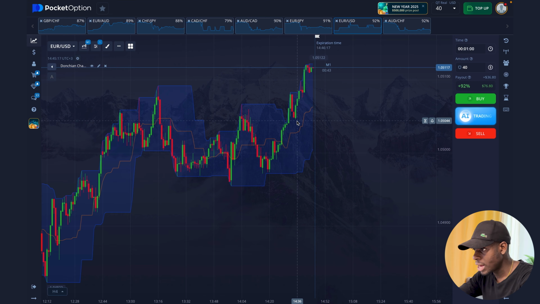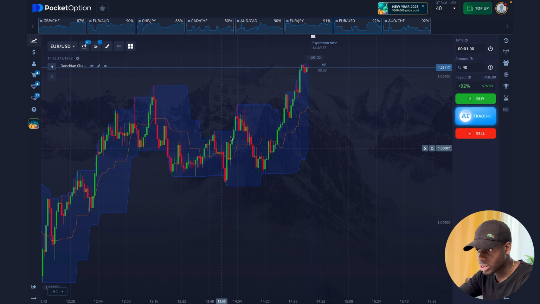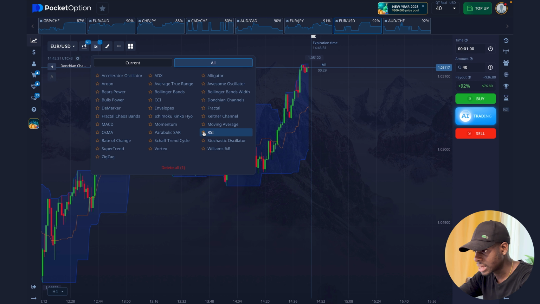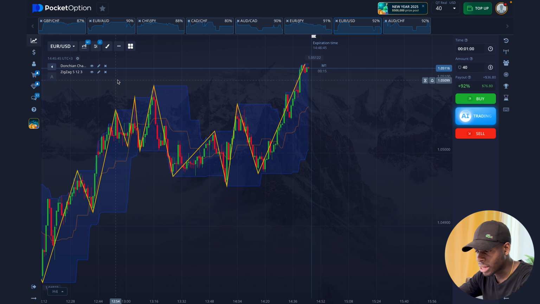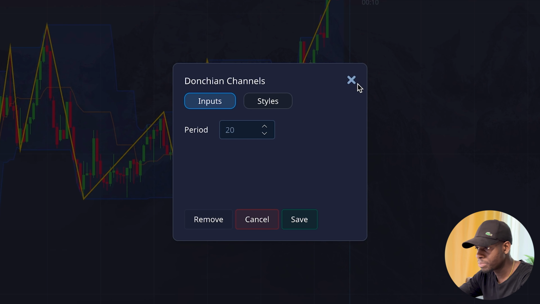So you're going to be able to get entry points right at the touches. But I'm going to be showing you guys something more than just getting in at the touches. We're going to pair it up with another indicator. We want to be able to catch the trend moves. So I'm going to pair it up with the ZigZag. And for my strategy, we're just going to leave that in the default settings. You know, a period of 20 is not a problem.